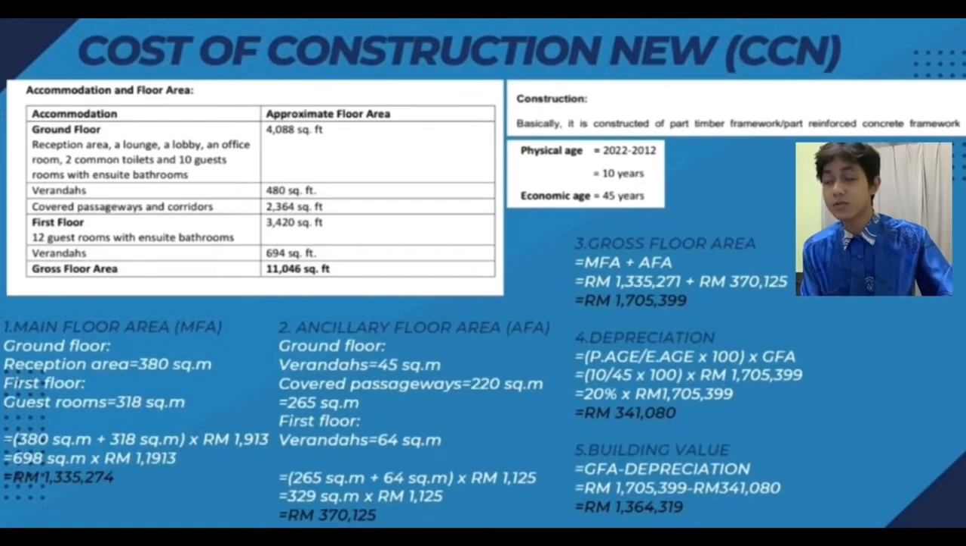Then we have to calculate the ancillary floor area. Regarding the table above, there are 3 elements that we have to include in the ancillary floor area: at the ground floor, there is the veranda, covered passageway, and corridor, and at the first floor, also the veranda. And then we get the total of 3,329 square meters, and we have to multiply with the price per square meter for EFA, which is 1,125. And we get the total for EFA of 370,125. To get the GFA, we only have to use the formula, which is MFA plus EFA.